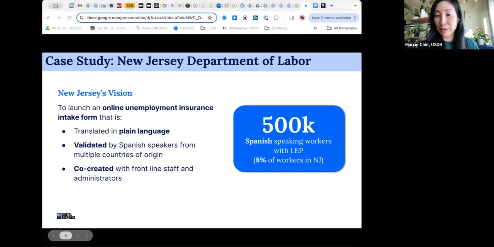So we had the opportunity to partner with the New Jersey Department of Labor last fall to help them create a plain Spanish version of a new unemployment insurance intake form, the online version. They were a really great state to partner with on language access because they had a very clear vision. They knew they wanted to launch a new form that had these 3 components. They wanted it translated into plain language. They wanted it validated by the diversity of Spanish speakers that are represented in their state. And they also wanted it co-created with their frontline staff and administrators. Specifically, we worked with their Spanish bilingual call center agents and their compliance and policy officers.